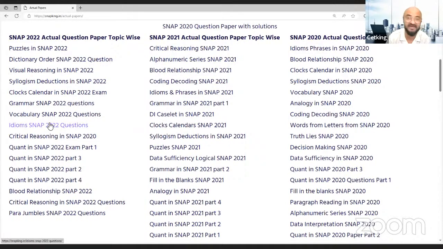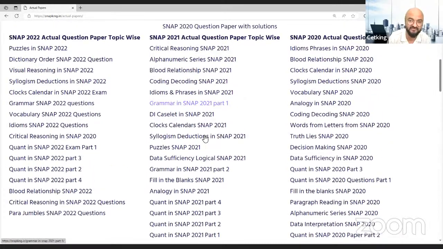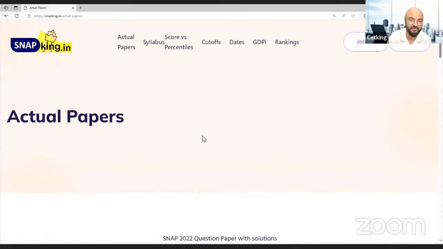Idioms are there. For example, idioms are not there in any other exam. Idioms, dictionary order based questions, relationships, critical reasoning, parajumble, and this truth lies type of questions. All the different types of questions which have come in the last 3 years. So I want you to go through the actual papers. Go to our site and you can check all the details.